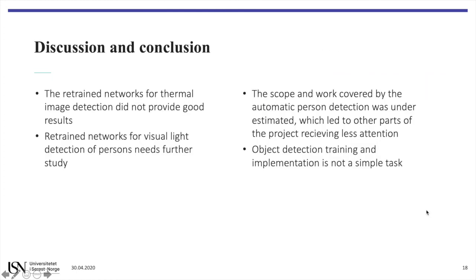In conclusion, we can say that the retrained networks for thermal image detection did not provide very good results. And also retrained networks for visual light detection of persons need some more study to get them working on the Raspberry Pi. And we soon saw that the scope of work covered by the automatic person detection was underestimated, which led to other parts of the project receiving less attention. Our experience is that object detection training and implementation is not a simple task.